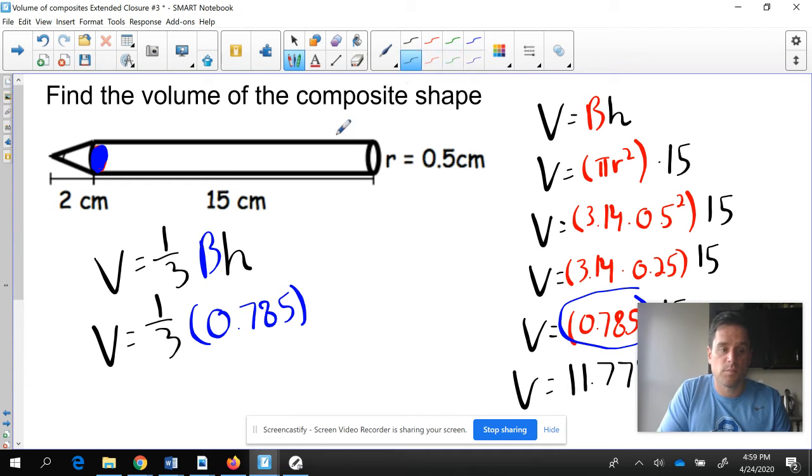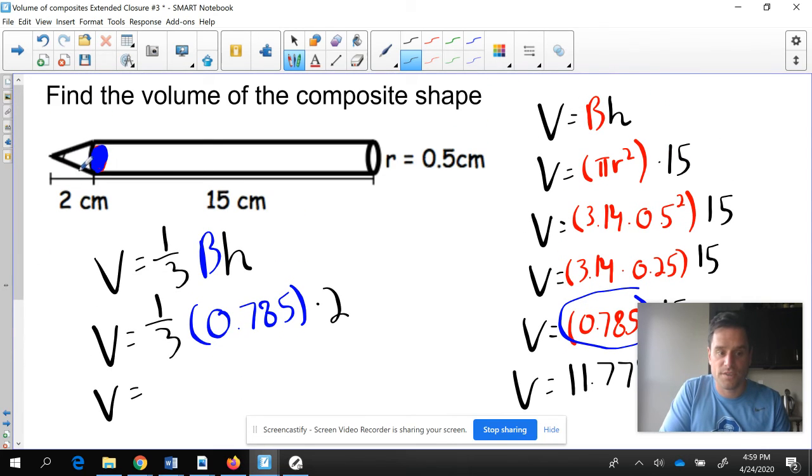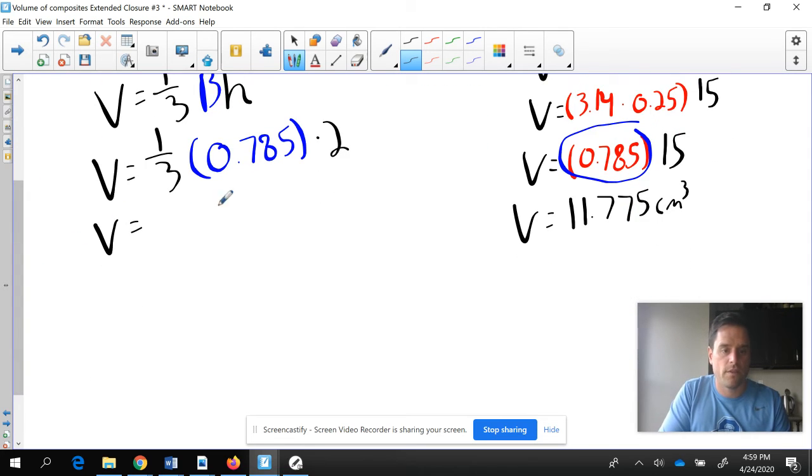And then you always multiply that by the height. Well, it says the height here is 2 centimeters. Just remember, this is a cone. It's not a pyramid. Anytime it's a cone or a pyramid, I'm sorry, it's a cone, not a prism. And anytime that you have a cone or a pyramid, you multiply by 1/3.